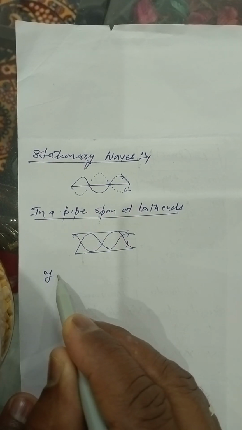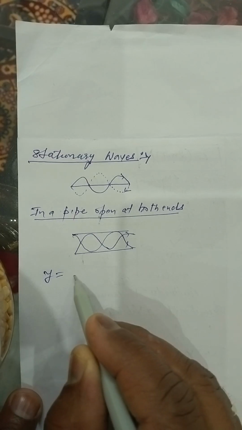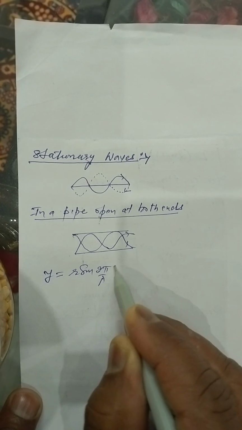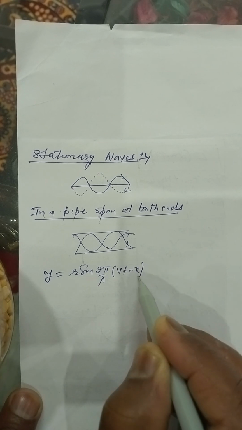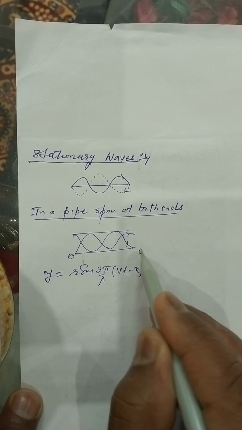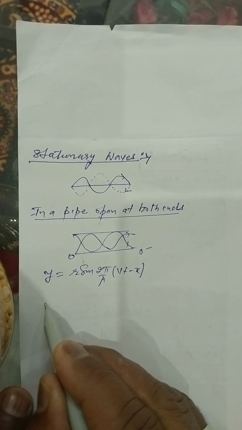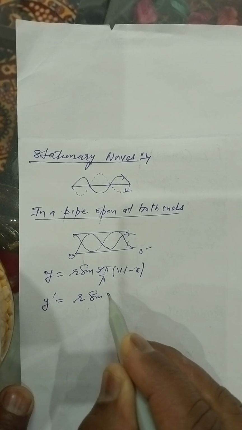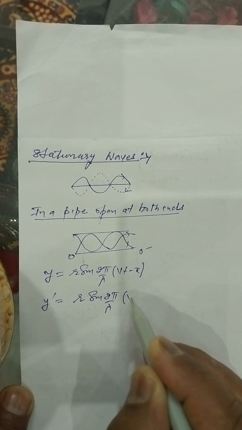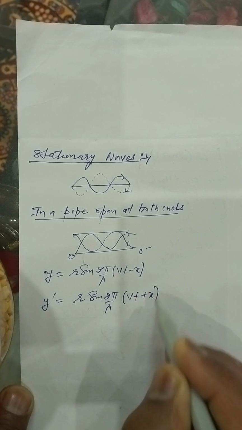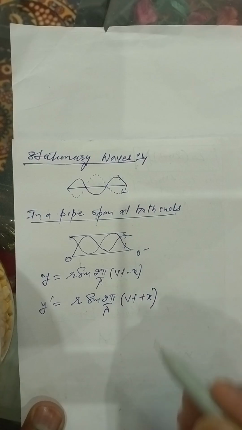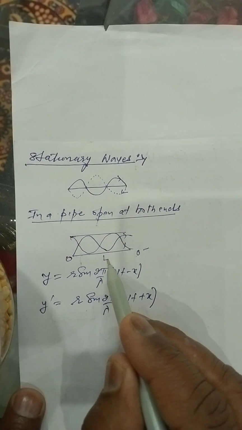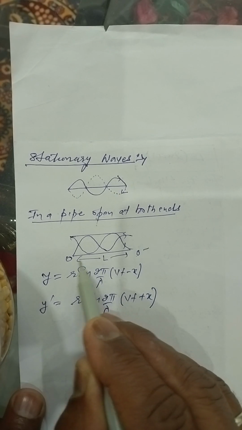As we know, the equation of a wave moving from left to right is r sin 2π/λ (Vt − x). Now the origin has been shifted to O dash, so the equation of the wave will be r sin 2π/λ (Vt + x). The wave is moving from left to right and the origin has been shifted to O dash, and L is the length of this pipe.